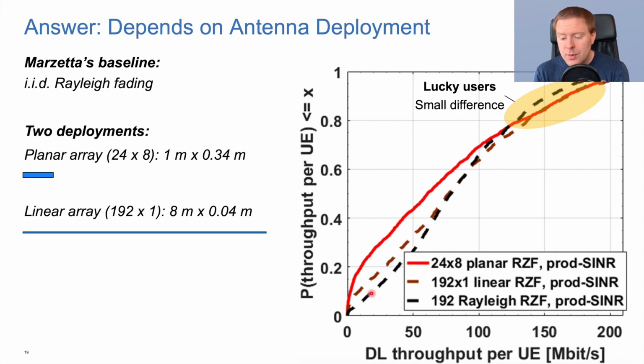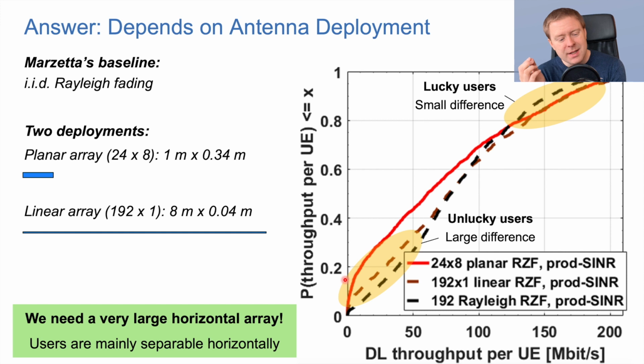But if we go down here, we can see that there is this large difference. So unlucky users can lose a lot. The black curve here, providing the largest performance prediction, is Marzetta's baseline, while the long uniform linear array is providing something that is not that far off, while our planar array is far off. And this is actually what is being built in the networks of today. So what this means is that we need very large horizontal arrays, physically large arrays, in order to be able to separate the users. Why?